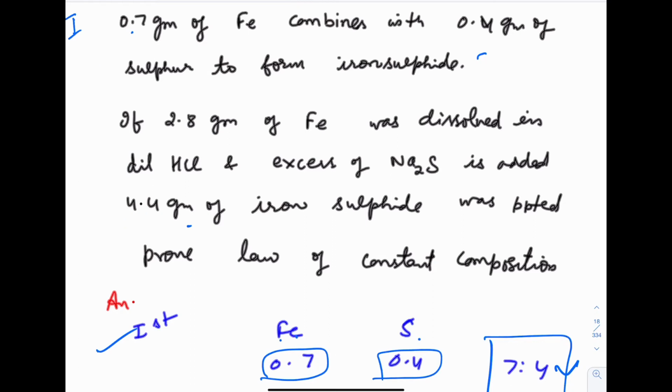0.7 gram of iron combined with 0.4 gram of sulfur to form iron sulfide. If 2.8 gram of iron was dissolved in dilute HCl, an excess of Na2S is added, 4.4 gram of iron sulfide was precipitated. Prove law of constant composition. Right? Next question.